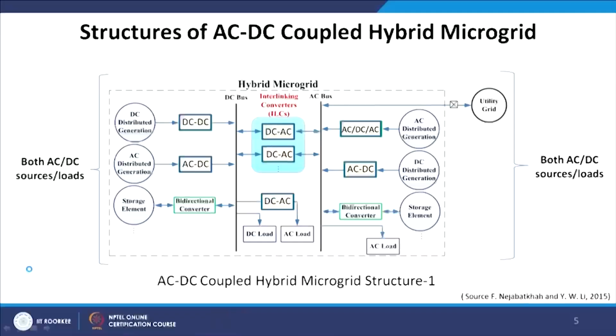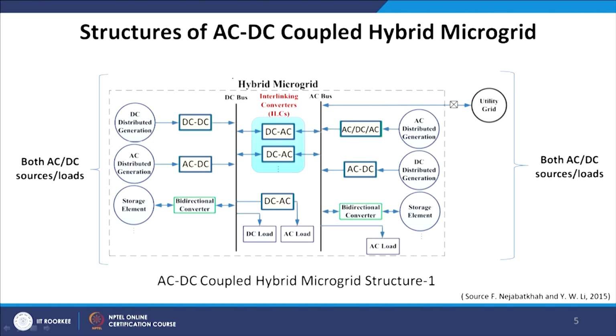Now, there are different types of architectures available in literature, but I felt very comfortable in picking up two very common architectures, perhaps that address all types of different architectures. So, one of the very common architectures is the AC-DC coupled hybrid microgrid. We call it structure 1, and then we will see one more structure, which is structure 2, at a later stage. Now, I need your attention here.